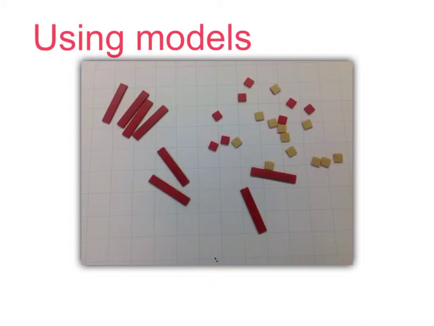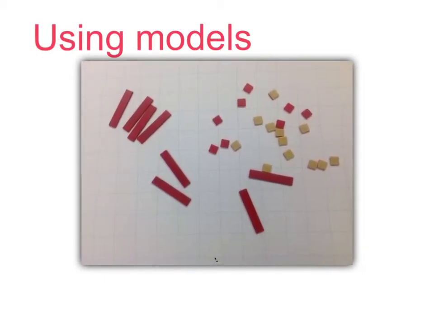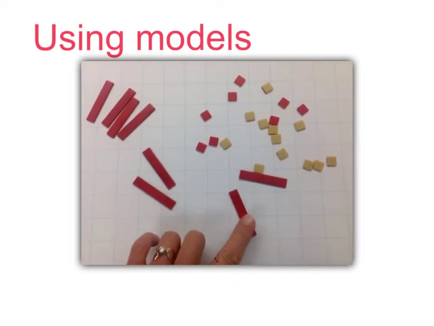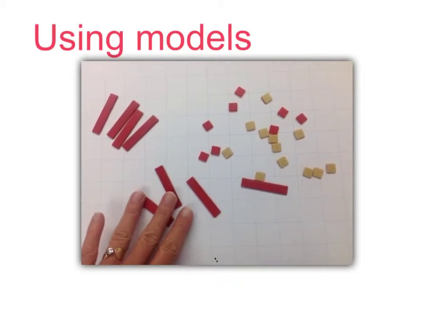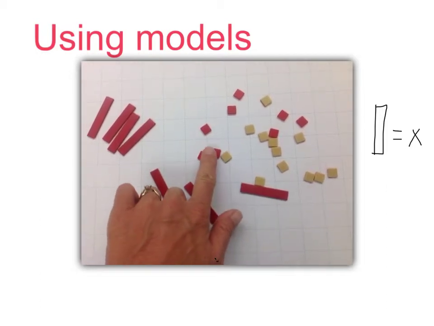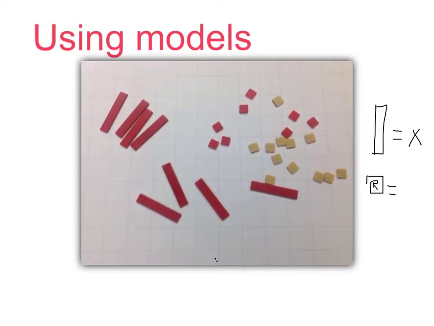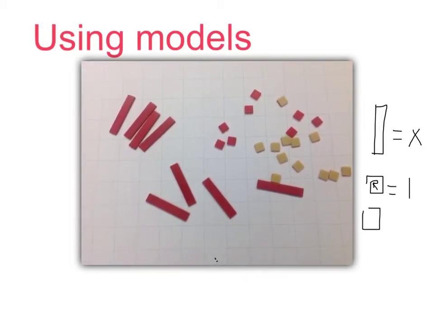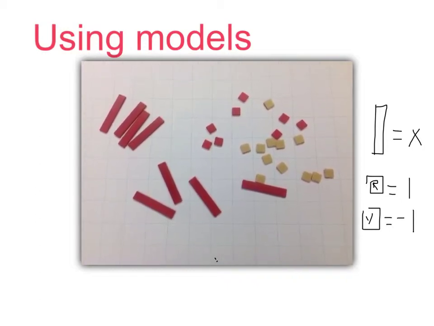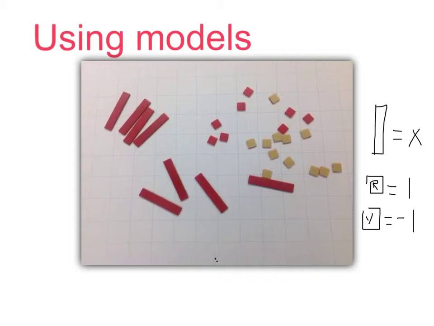Let's see how we're going to work with this today. Today we're going to be using algebra tiles to work with the distributive property. I want you to look at these algebra tiles. Each of these rectangles is going to represent the letter X. The red algebra tiles will be a positive 1, and the yellow squares will be a negative 1. Pause the movie and write down in your notes, rectangle equals X, red square is a positive 1, and yellow square is a negative 1.